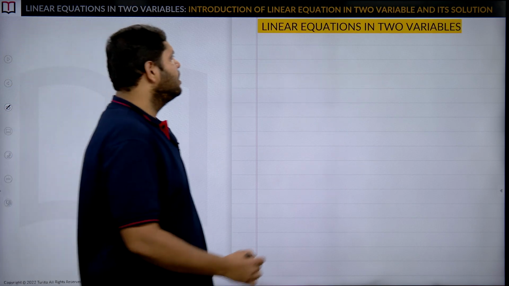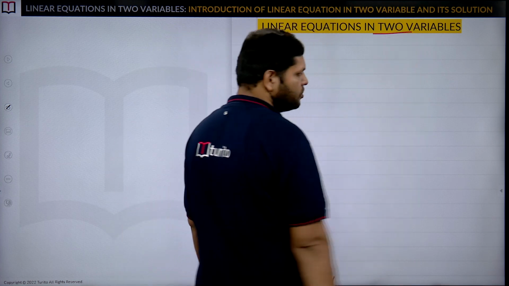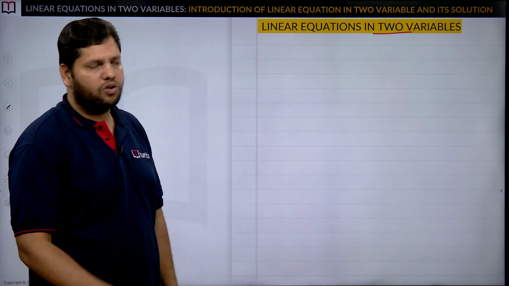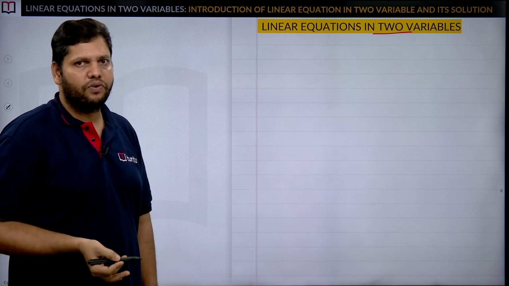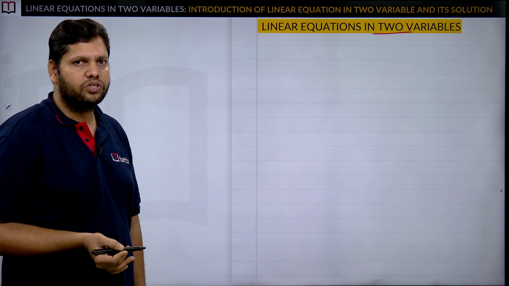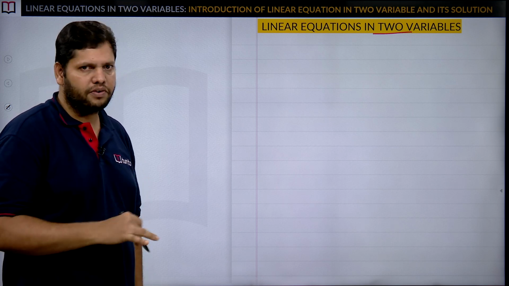Now, children, linear equation in two variables now. So one variable already we done, children. Now let us go for two variables. So what is the linear equation in two variables? What is the standard form? And how to find the solutions of linear equation in two variables? So let us see one by one, children.